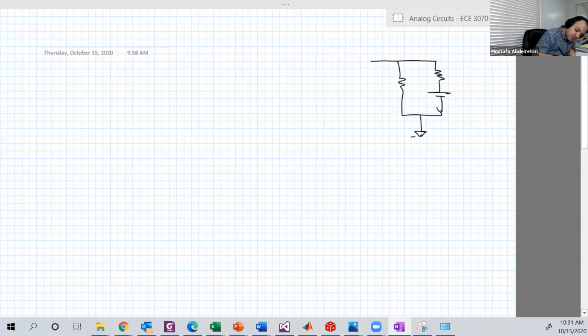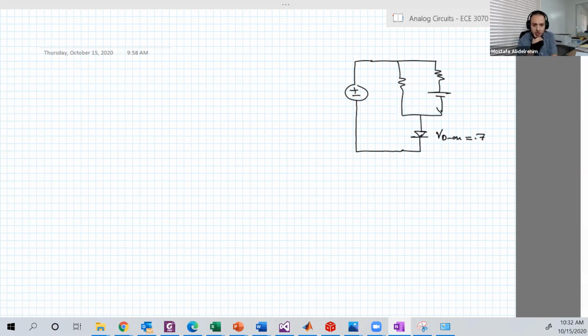There was a lot of question about this circuit. This circuit was in the homework, but it was an ideal diode. The only change now is that this is not an ideal diode. This guy, when it conducts, it needs 0.7, using the constant voltage model. So that's the only difference from the homework. Of course, plus some other questions.